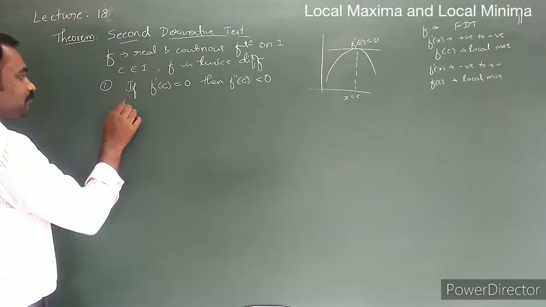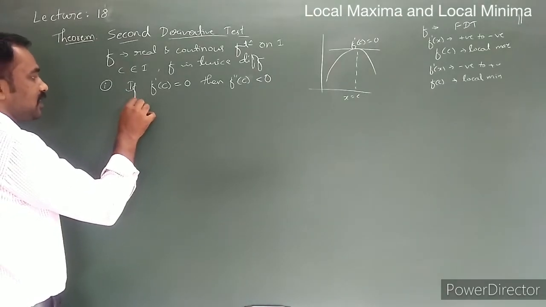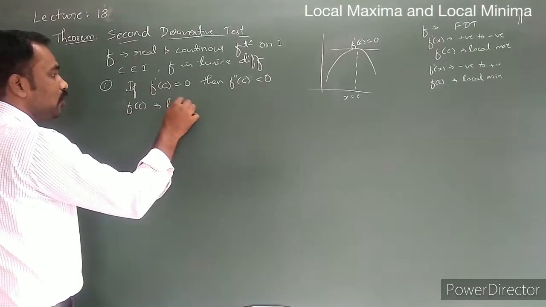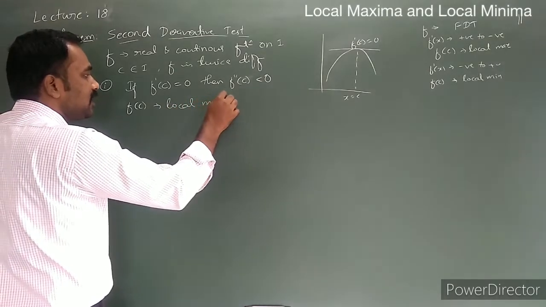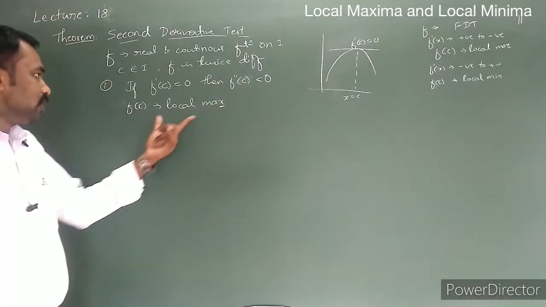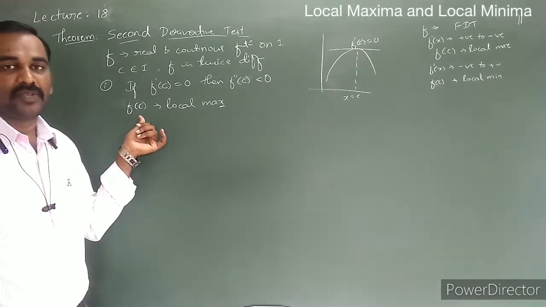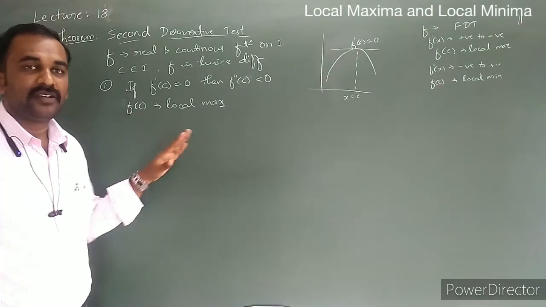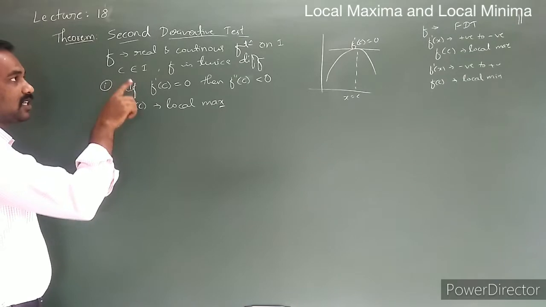In that case, f of c is the local maximum value, and c is said to be a point of local maximum. What is the condition of the second derivative test?